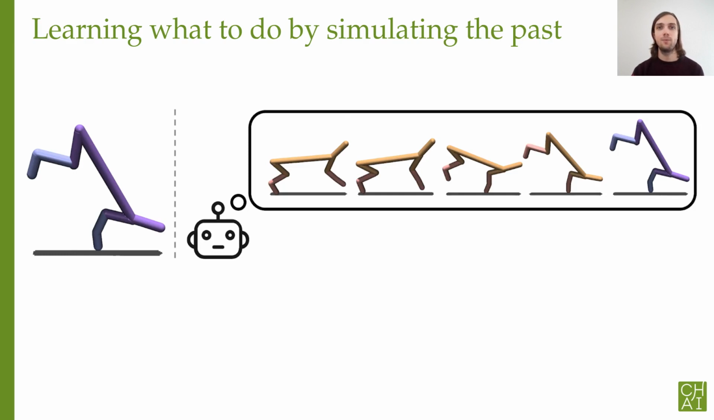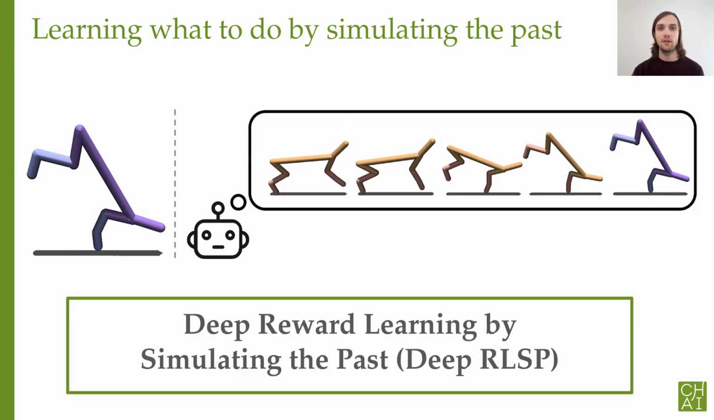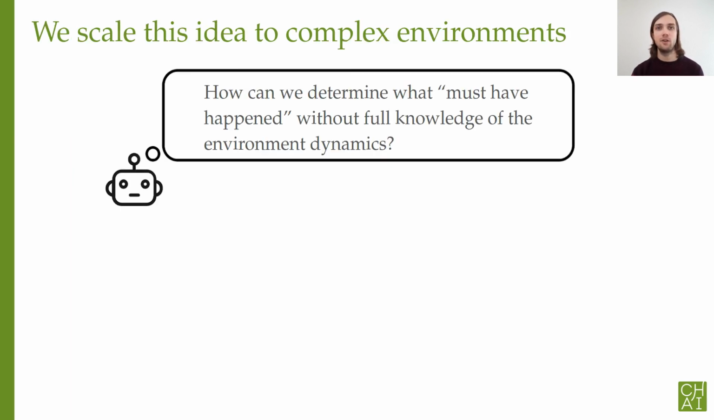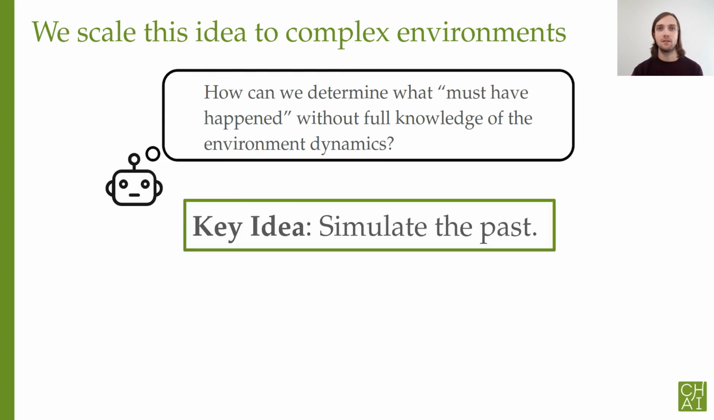In this work, we present Deep RLSP, an algorithm that can do this kind of qualitative reasoning and learn to imitate what must have happened to reach a specific state. The main question we have to address for scaling up this idea is how can we determine what must have happened without full knowledge of the environment dynamics. Here our key idea is to simulate likely past trajectories.